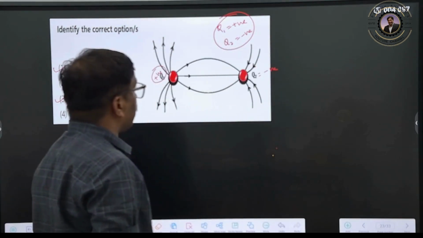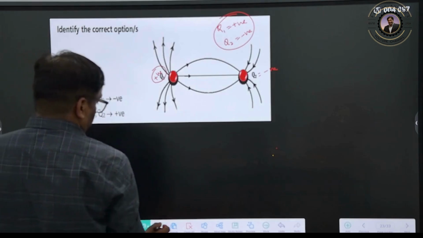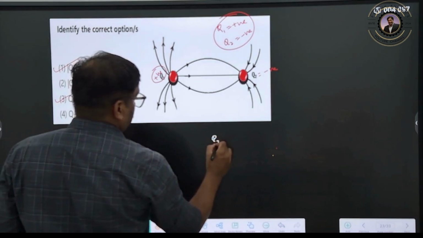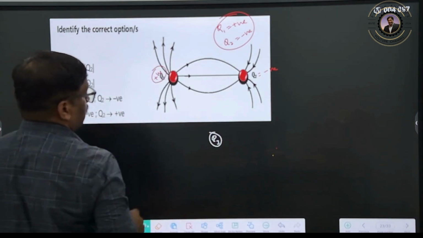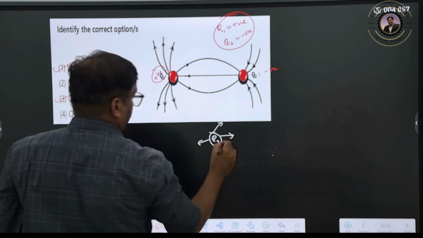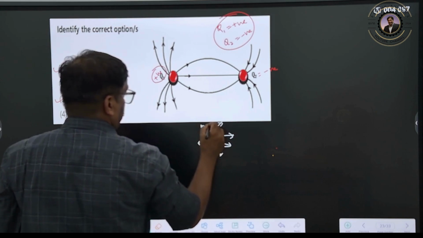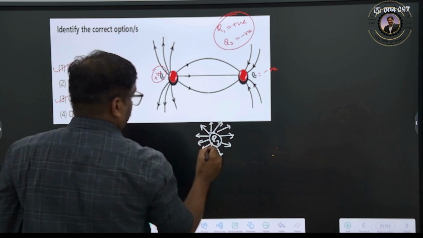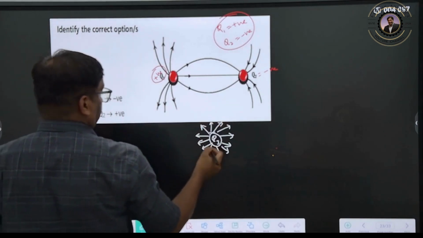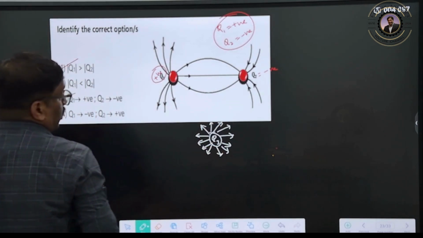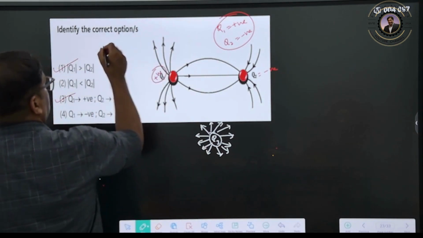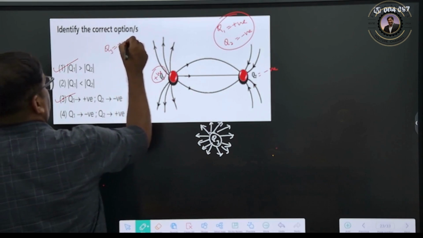Right. In this one, one more question I will add now. Suppose there is one more charge, say Q3 charge. So what happens now? The field lines will be emitted like this. We can call these Q1, Q2, Q3. Right. So can you tell me whether Q3 is positive or negative? Just now I told you. Q3 is positive because it is emitting the field lines.